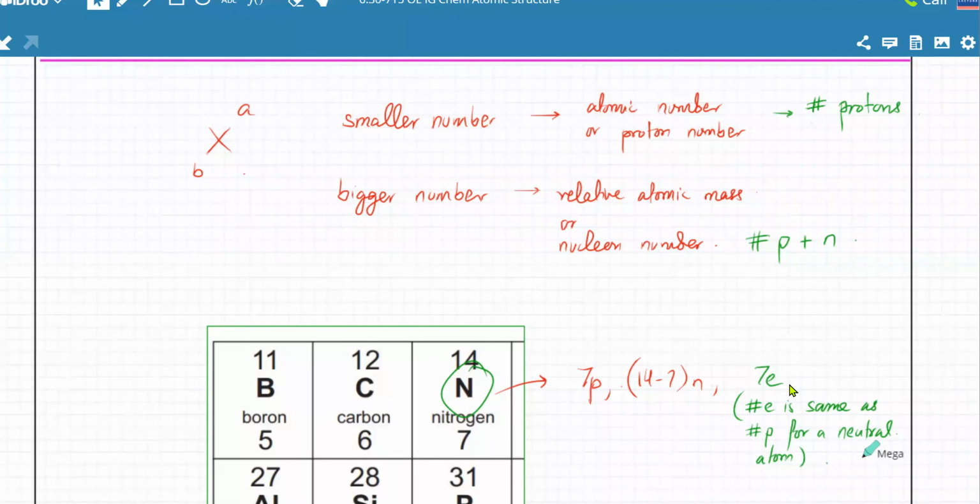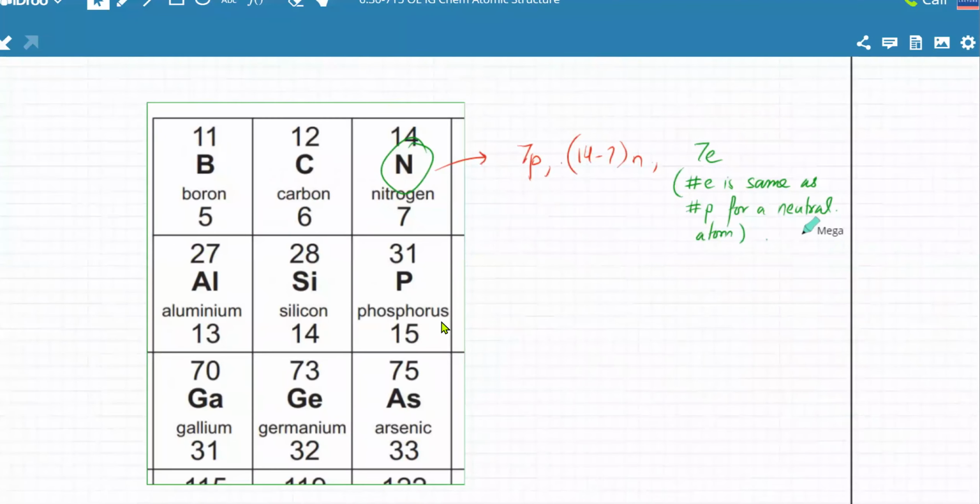Can anyone quickly tell me the number of protons, neutrons, and electrons for phosphorus? What's the number of protons? First one. 15. Okay, so that's 15 protons. And what's the number of neutrons? 16. You subtract the two numbers, that's the number of neutrons. And the number of electrons is usually the same as the number of protons.